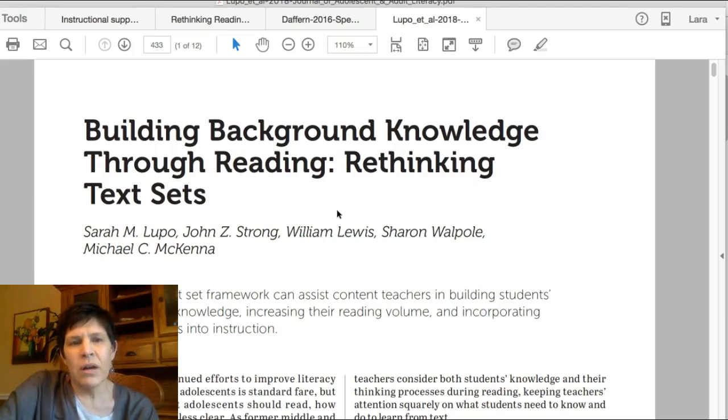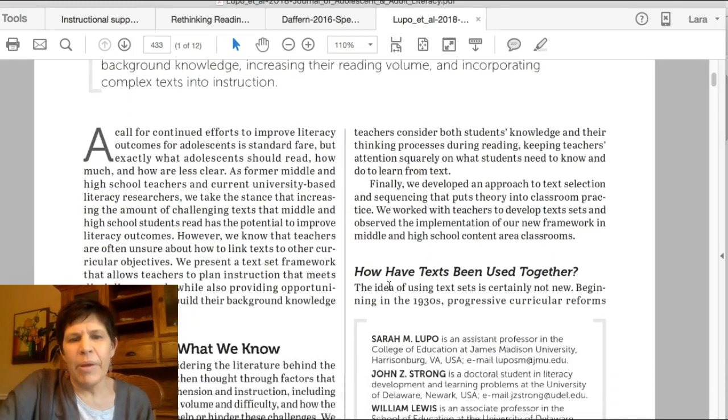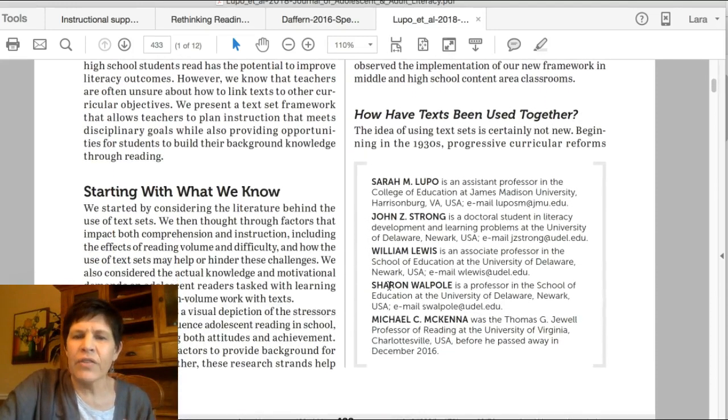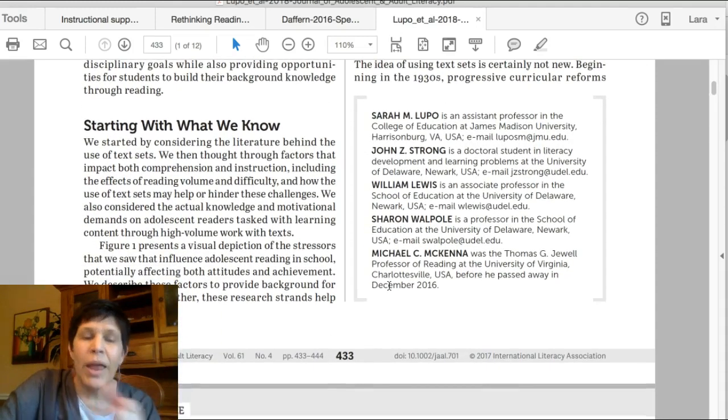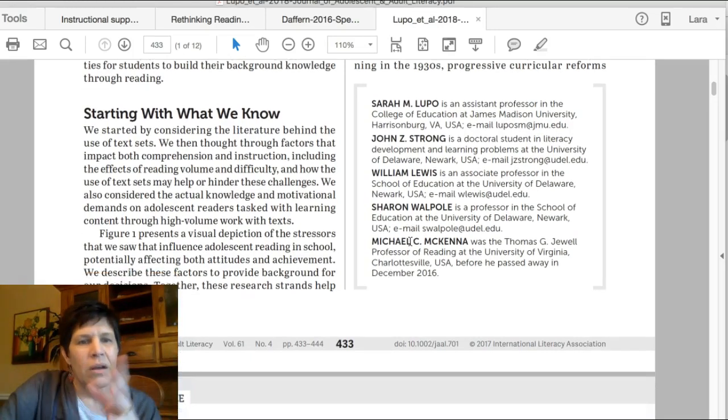And this is an article that is really focused on building background knowledge, rethinking text sets. And when you hear background knowledge, you may already be making some theoretical connections. But this is an article that's introducing a quad text set framework and trying to build on multiple modes of text to really help students build background knowledge. And I think they make a lot of connections to disciplinary literacy here too, which will actually be one of our foci in a later unit, but not a problem there.